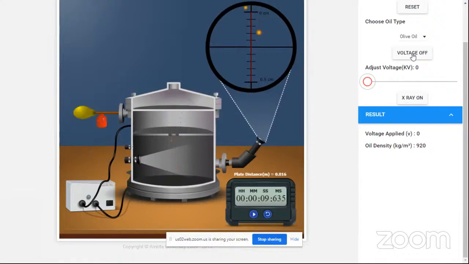Now, voltage is applied. We adjust the voltage. We observe that some drops will slow down but keep moving down. Few stop moving and some drops are moving upward.